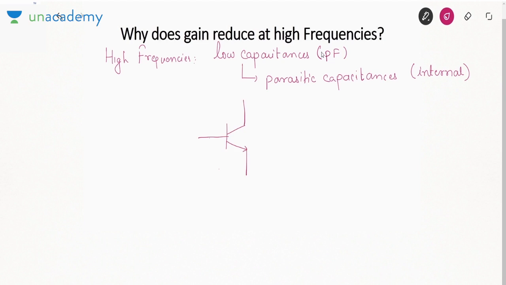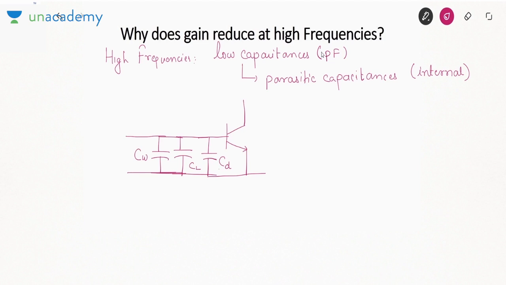In BJT, base emitter junction is forward bias. So in a forward bias diode, we define a diffusion capacitance. Then we have a lead capacitance. Then we have a wire capacitance. Lead capacitance means capacitance of the terminal that is brought out from the BJT. Wire means the wire, copper wire or any other material which is used to connect BJT to other component.